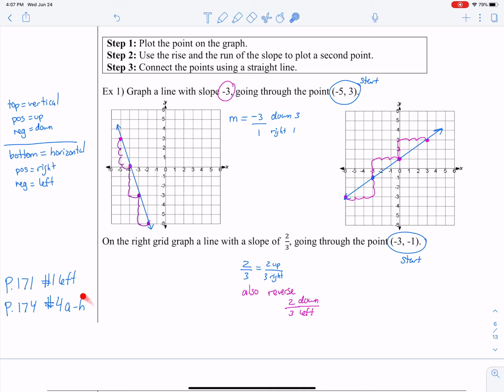So that is for page 174. Okay? Leave number 2 for now. You're going to do number 2 after you've done your graphing with these 2 questions.